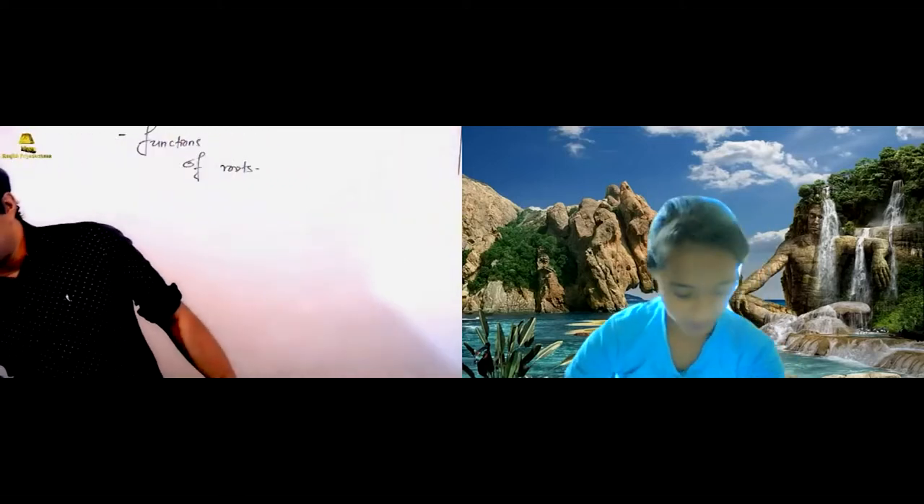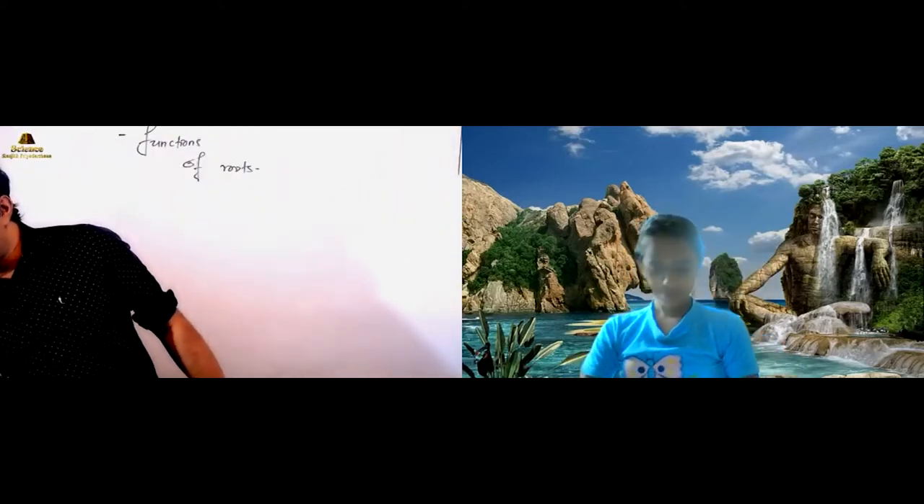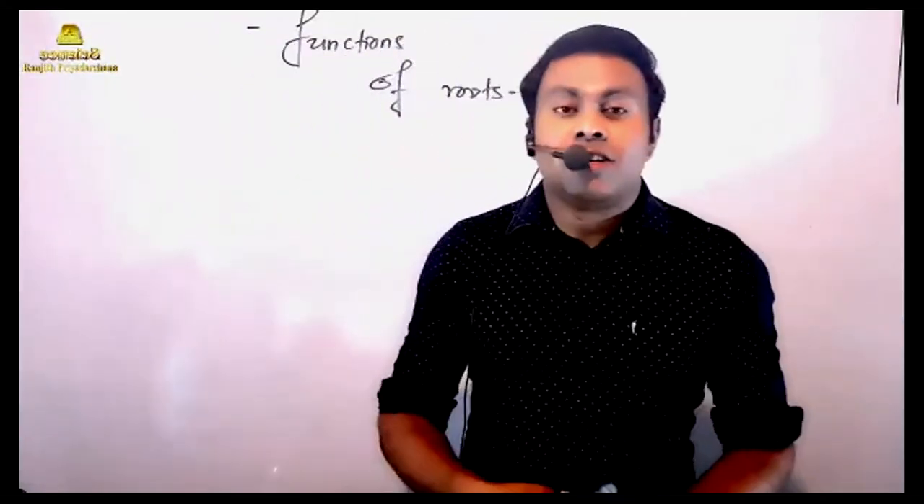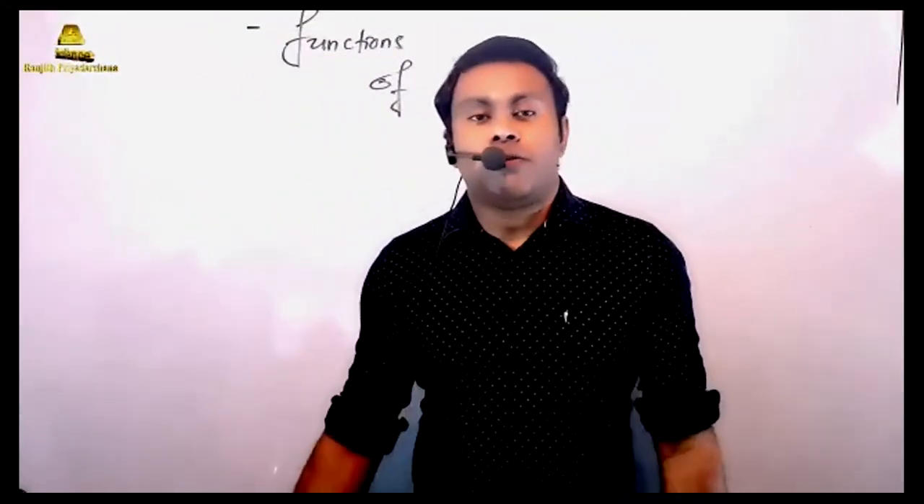Vegetative propagation. Vegetation means, if you see a forest, that is the vegetation. If you see the crop cultivation, you could see that vegetation. So that means growing parts of a plant.